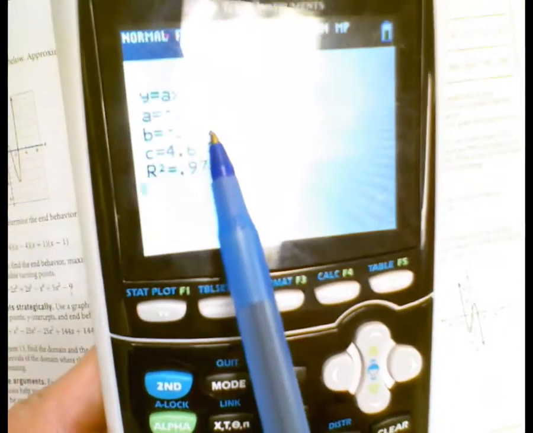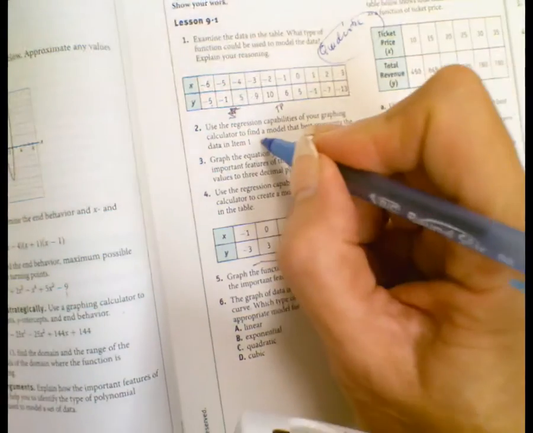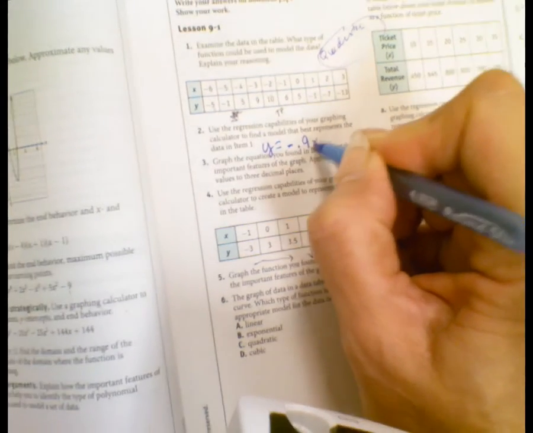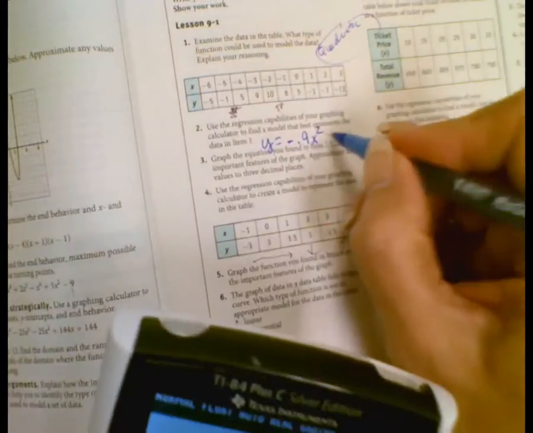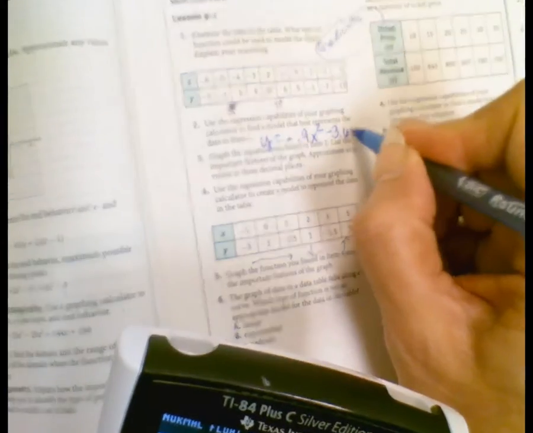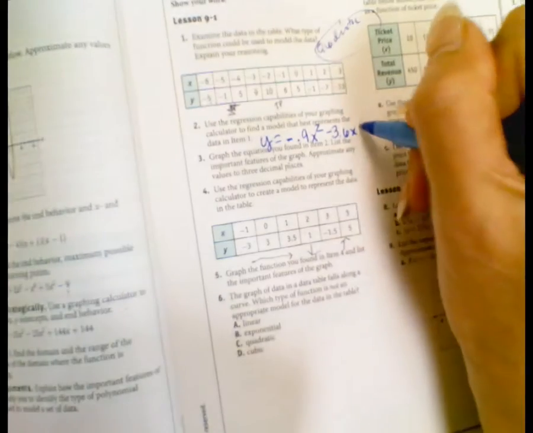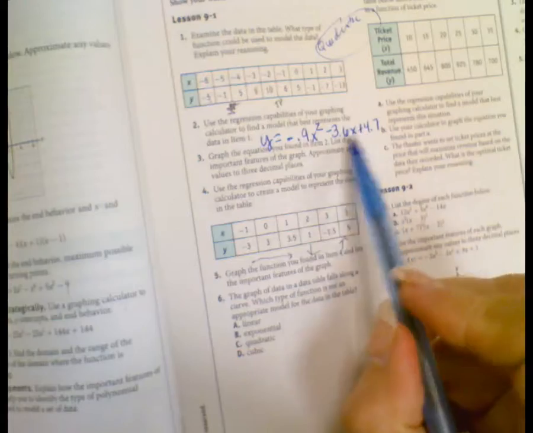So we're going to write a quadratic. So it says -0.886. I'm going to go -0.9. So for number, which number is it? 2. So y equals -0.9x squared. That looks like -3.6 for B. So we'll go -3.6x. And then C is about 4.7, plus 4.7. And that is your model.